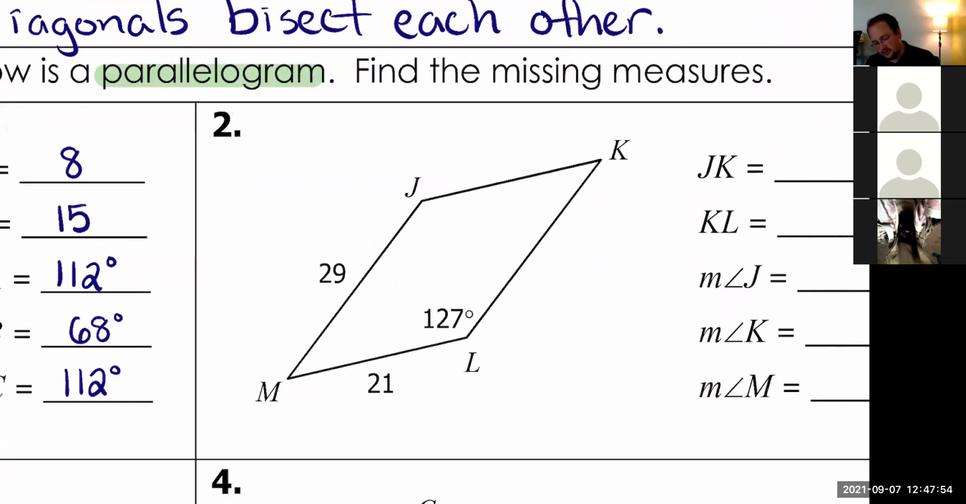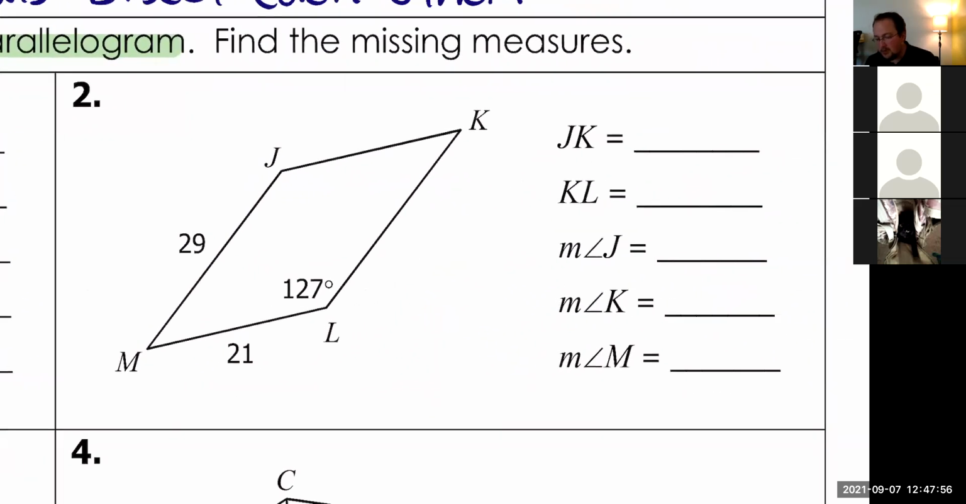Number 2, almost identical in terms of style. All they did was change some of the letters, rotate it, change some of the measurements. So for the sake of making sure we have plenty of time today, I'm going to give you these answers. Later on, if you have some questions, just let me know.